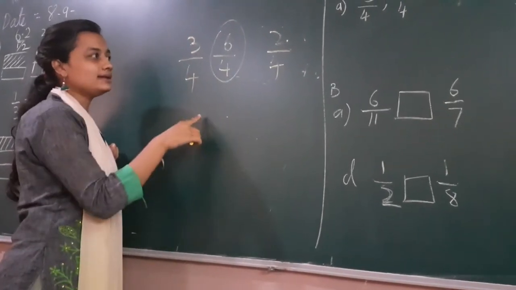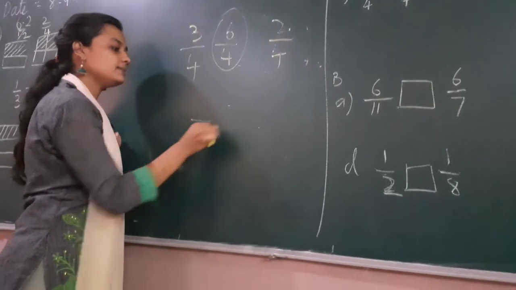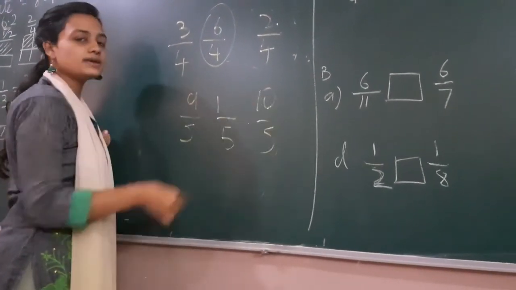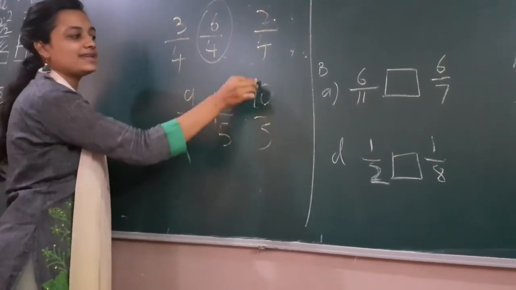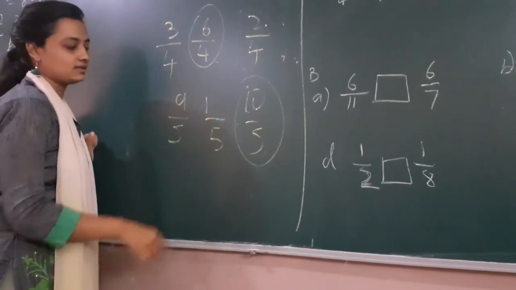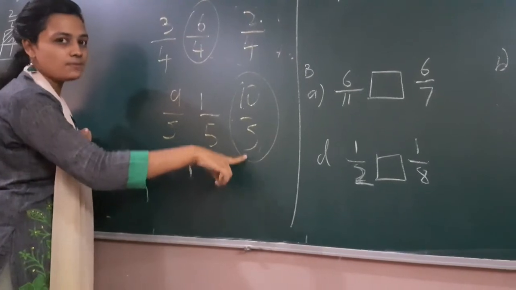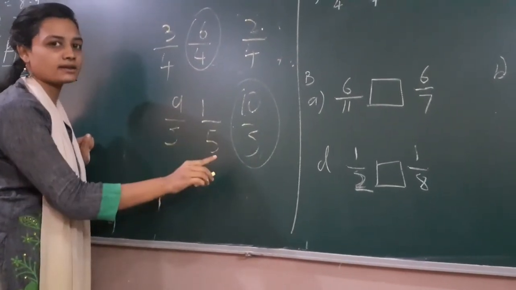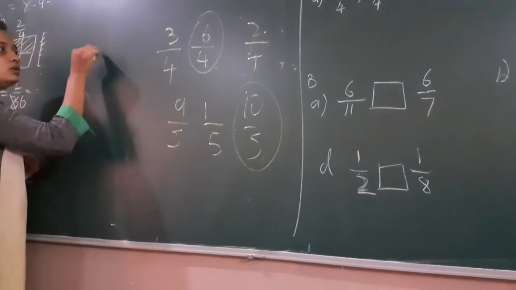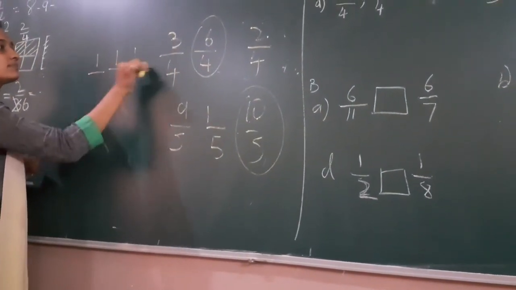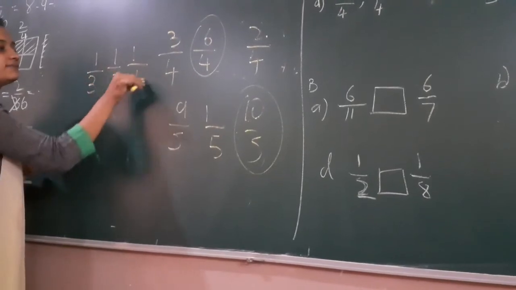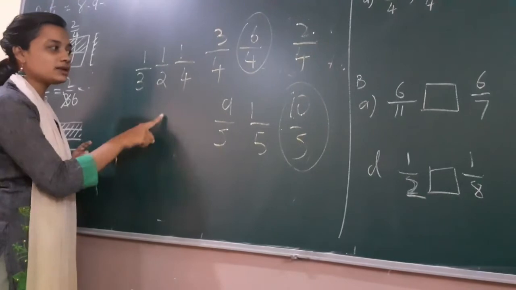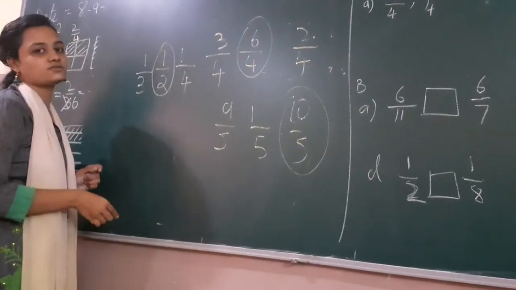Okay? Like that. If you have one more example, which is the biggest fraction in this? 10 is the biggest number. I circle 10. So if you have the denominator same, simple, how you compare normal numbers you will compare. But when you have numerator same and denominator different, it is ulta, means opposite. Which is the smallest number? That is my biggest fraction.